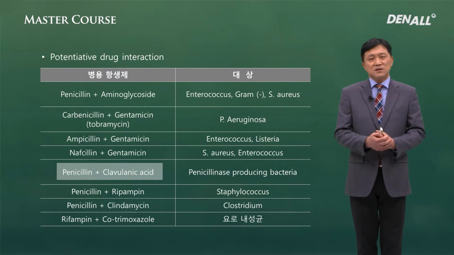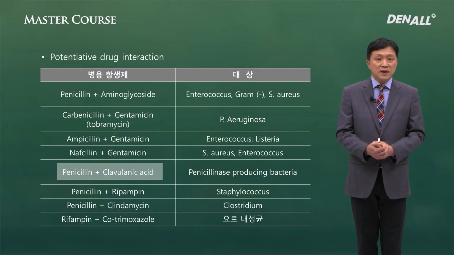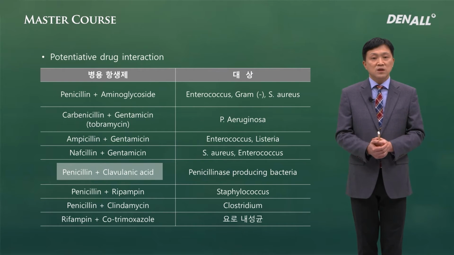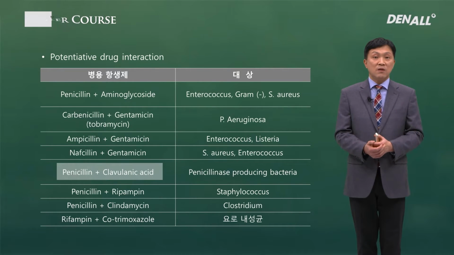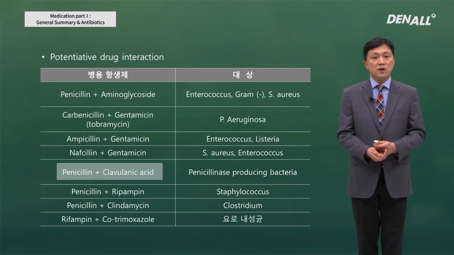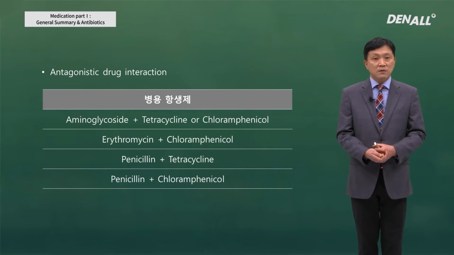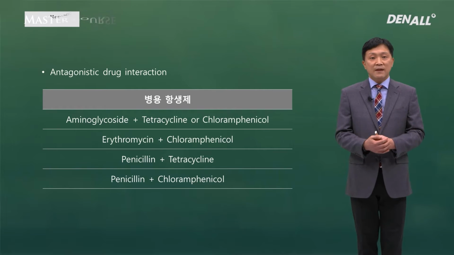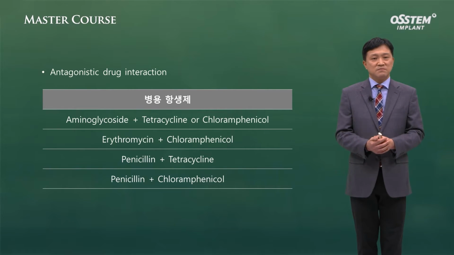But aminoglycoside is hardly used for prescribing for outpatients. So penicillin plus clavulanic acid is effective for penicillinase producing bacteria. Augmentin is the brand name, which is utilizing the potentiative interaction. Antagonistic drug interaction, they should not be used together.